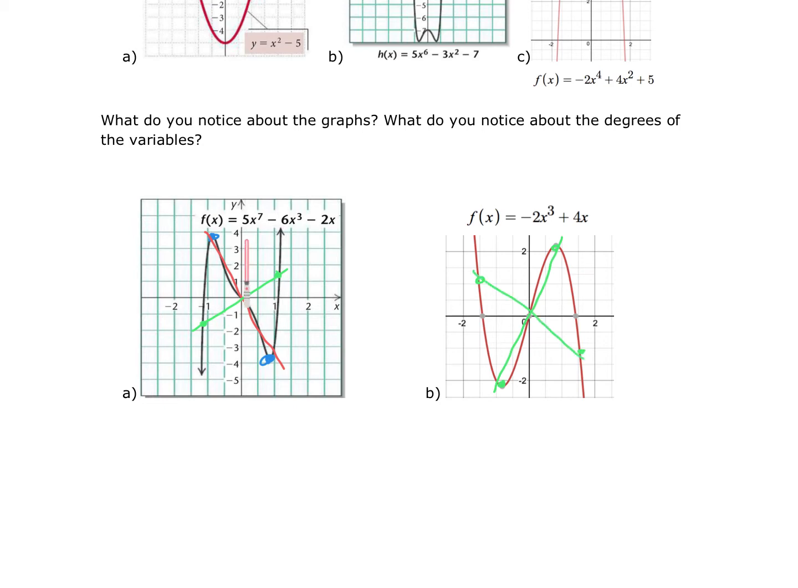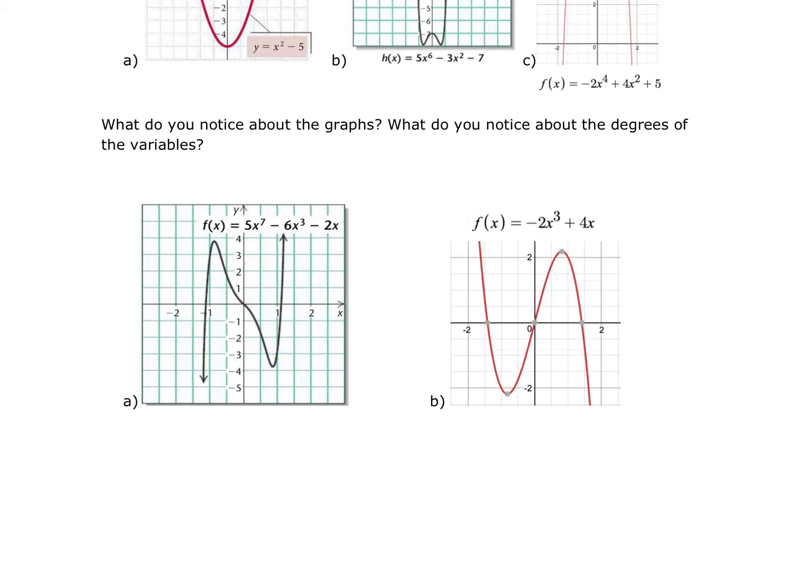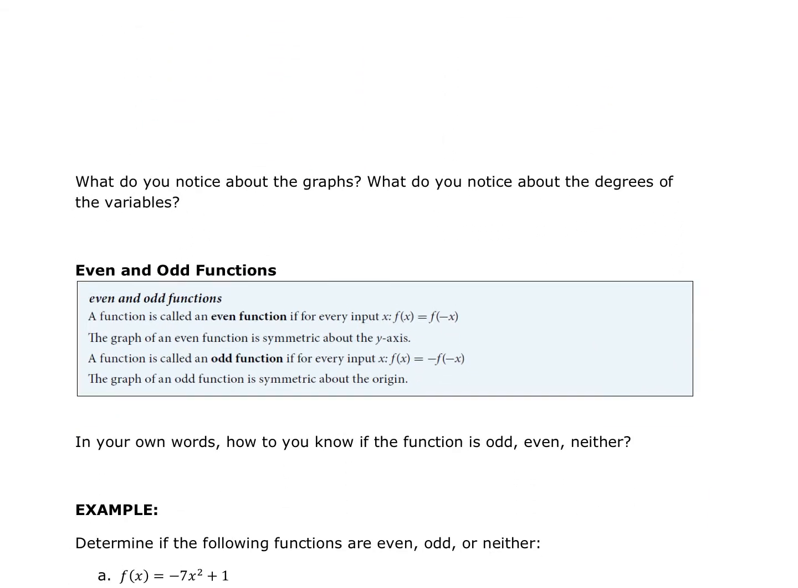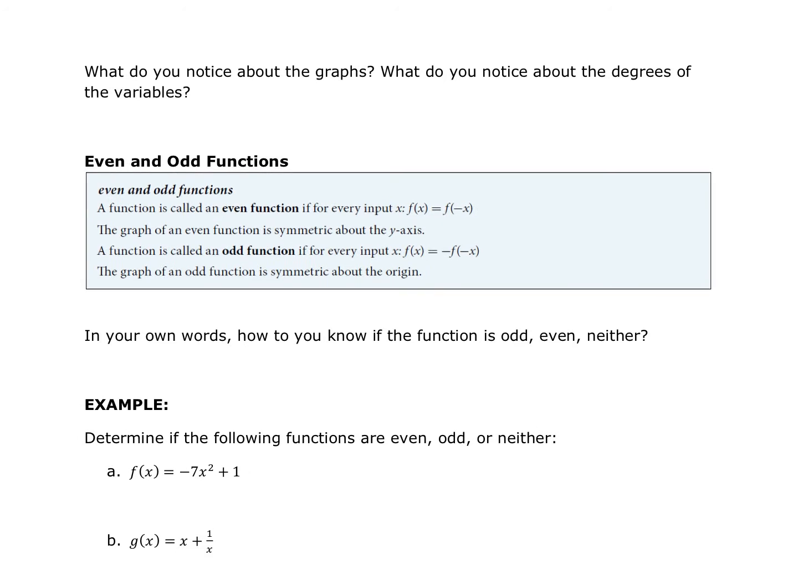Now notice on this function and this function that all of my exponents are odd, and there's no constant. I have x to the 7th, x to the 3rd, and x raised to the 1, x to the 3rd, and x to the 1, but there's no constant. Now, this brings us to what it means to be odd and even.